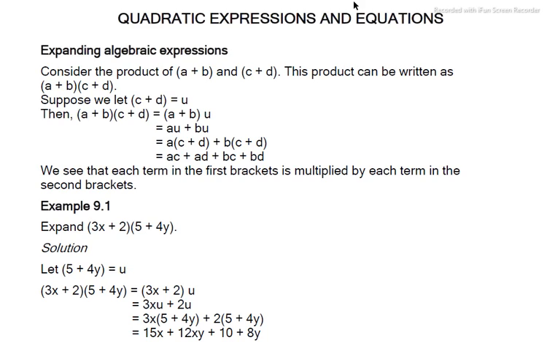For instance, 3x will multiply the second bracket, and also the plus 2 will multiply the second bracket. That is, we shall have 3x(5 + 4y) + 2(5 + 4y), and now we open the brackets so that 3x multiplies with 5 to get 15x + 12xy + 10 + 8y.